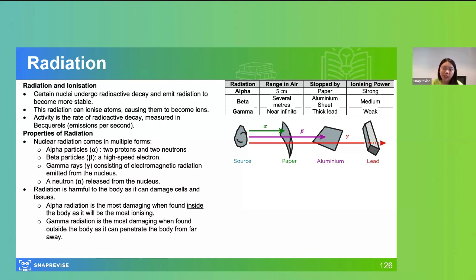There are three main radiations I want to talk about, which are alpha, beta, and gamma. There is neutron, which is mentioned in some exam boards, but generally is not one of the biggest ones. Neutron is not too important, I would say.